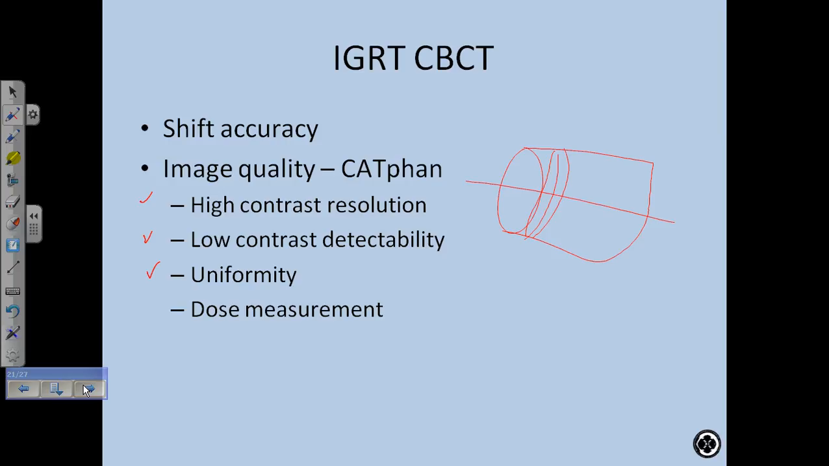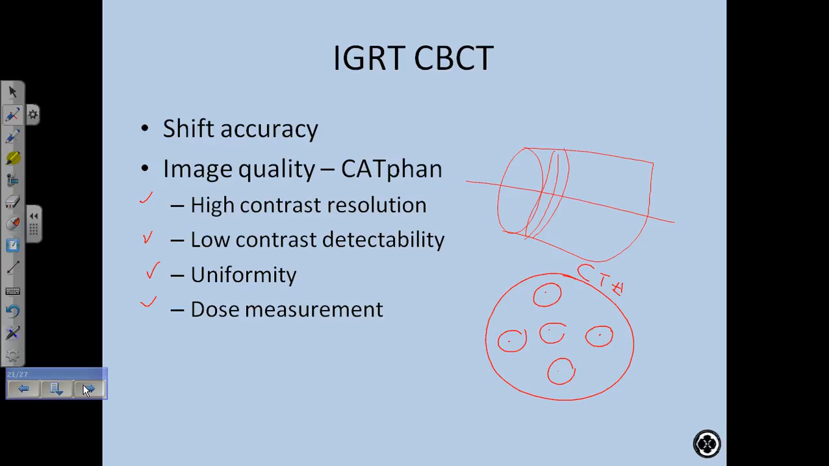That's when you look at your CT scan after you do your CBCT, and you pick 5 regions of interest in an even area, where there are no structures, just even solid water material. And you make sure that the deviation between these 5 areas is within a certain limit. The range is within a certain limit of CT number. So that's uniformity. And then dose measurement.